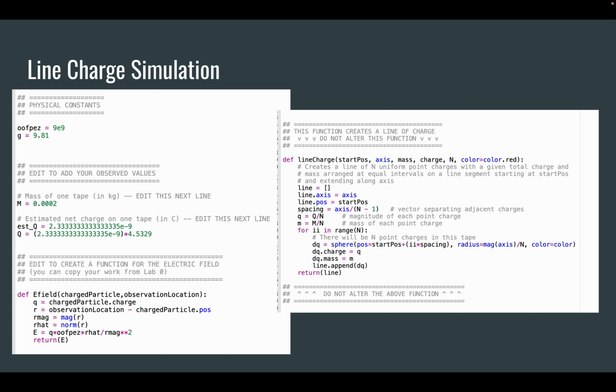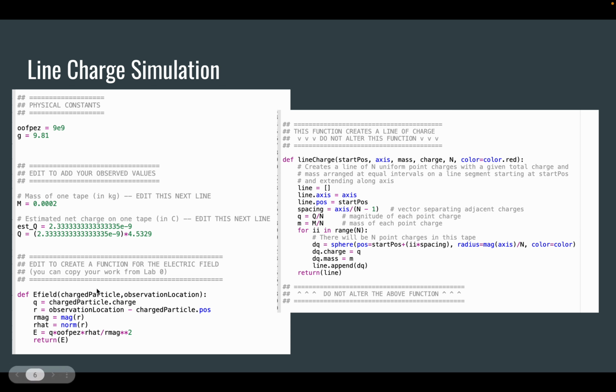I'll go through the code quickly here. So here we're initializing values. We have k, Coulomb's constant, acceleration due to gravity, the mass of one of the pieces of tape. Then we have the q, the charge on a piece of tape estimated from the first lab, and then what I found through trial and error, basically, to be the more accurate, hopefully, charge from this simulation.